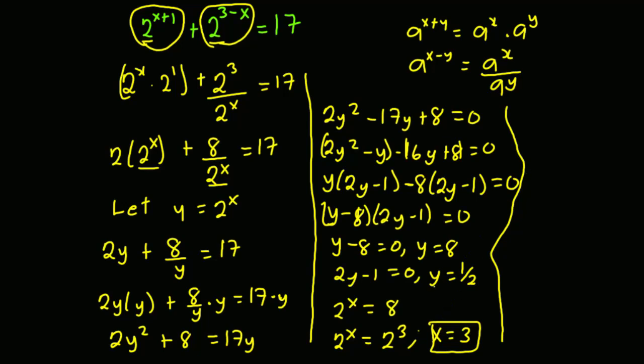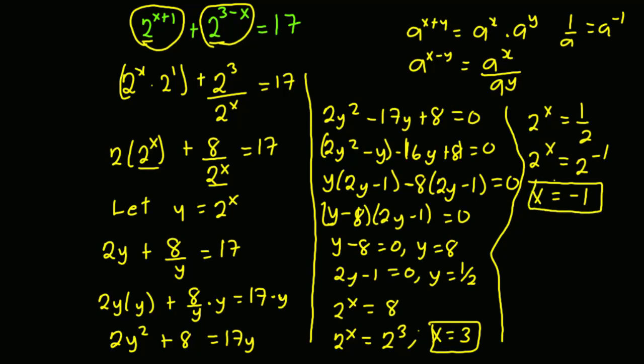Then also, when y is equal to 1 over 2, we can say that 2 exponent x is equal to 1 on 2. Generally, if you have 1 on a, this is the same as a exponent negative 1. So this is the same as 2 exponent negative 1. Since they have the same base, we can say that x is equal to negative 1. And therefore, the values of x are x is equal to 3 and x is equal to negative 1.